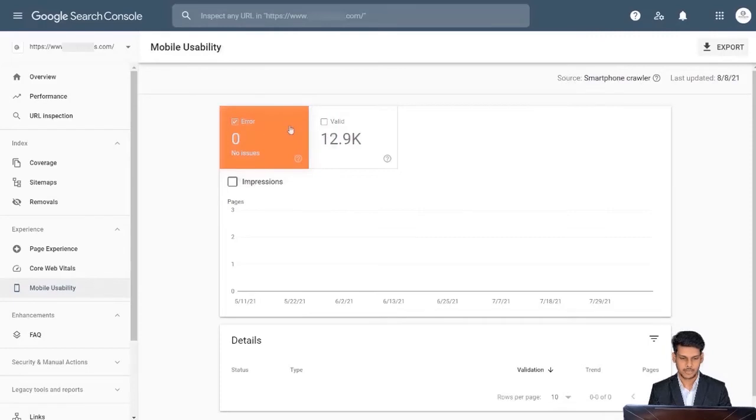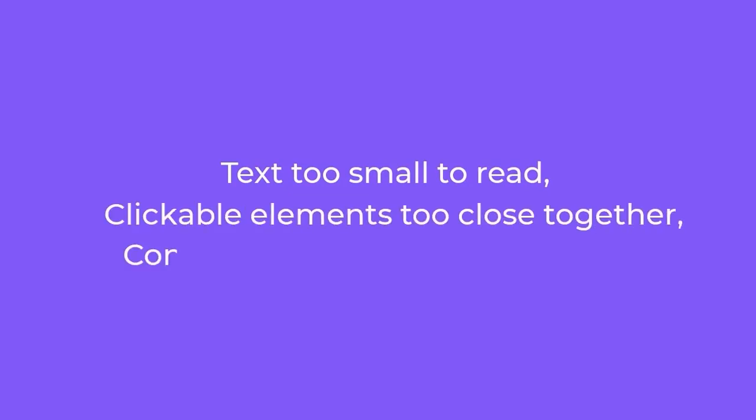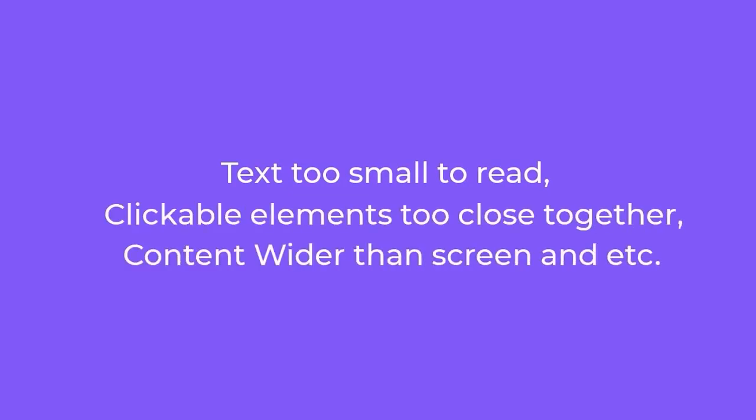Then this red colored tab tells you the number of pages having issues in big digits, and below that a small digit indicates the number of issues that exist. If we scroll down, we can see the types of errors, and by clicking on one, we can see the pages having that issue. But for my website currently, there are no errors in the mobile usability part. But generally the errors which pop up here are text too small to read, clickable elements too close together, content wider than screen, and etc.